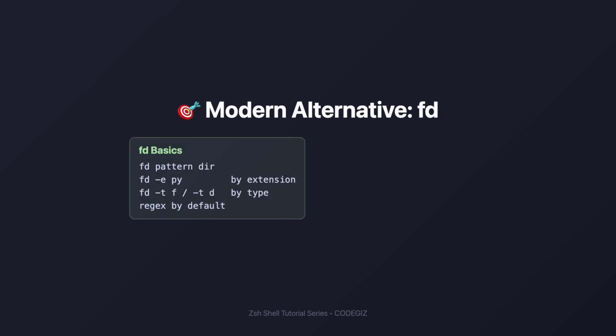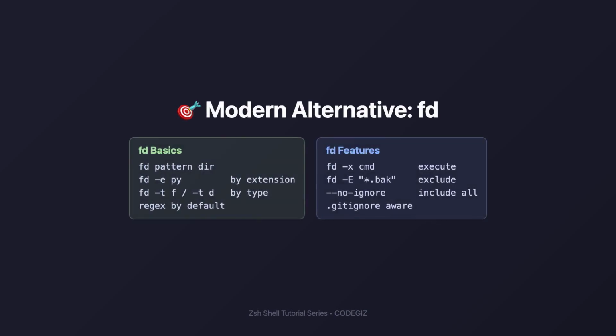fd is a modern alternative to find with simpler syntax. Just type fd followed by a pattern, no flags needed. fd uses regex by default and respects gitignore. -x executes commands, -e excludes patterns.